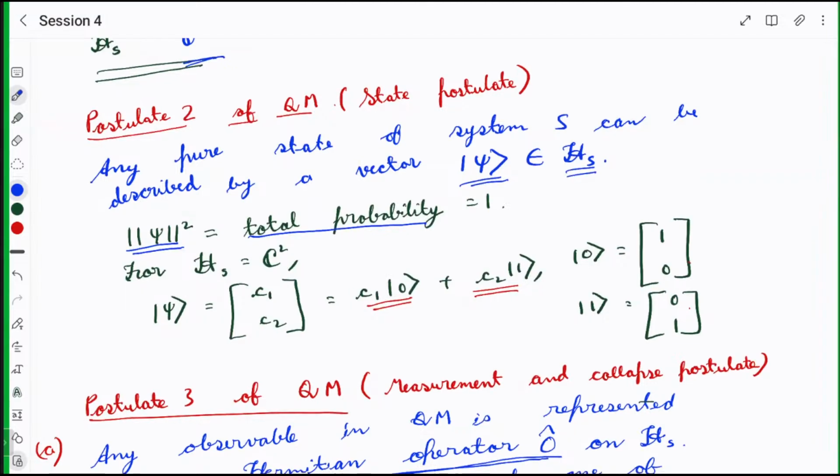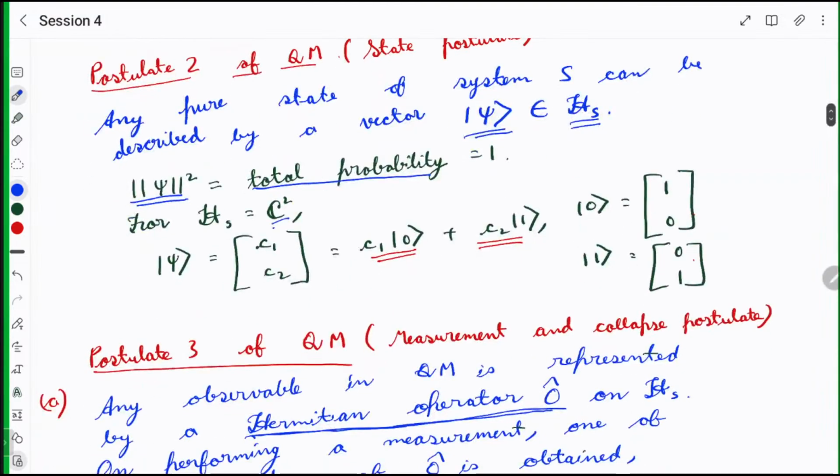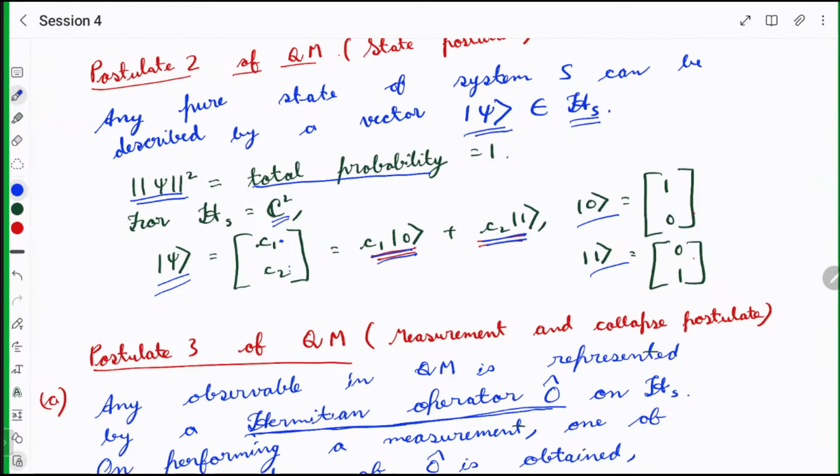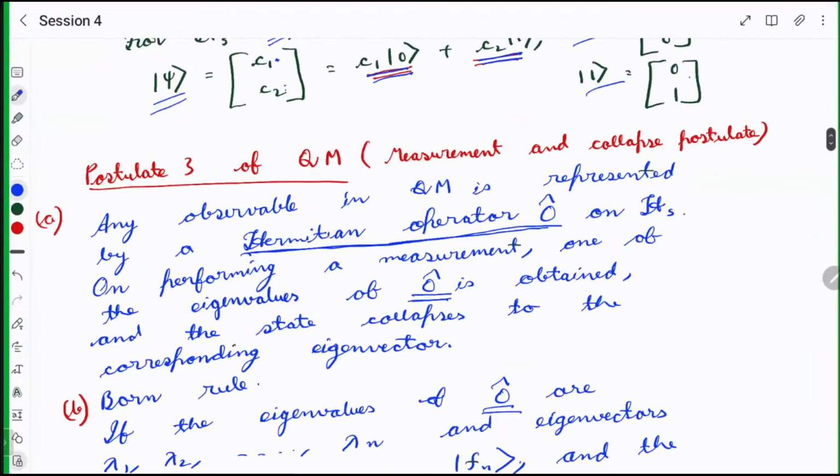And for the Hilbert space of our interest C2, any state vector ket psi can be written as a column vector C1, C2. Of course, C1, C2 here are complex numbers, and you can write this as C1 times ket 0 plus C2 times ket 1, where 0 and 1 are these column vectors. And the third postulate was the measurement and collapse postulate.